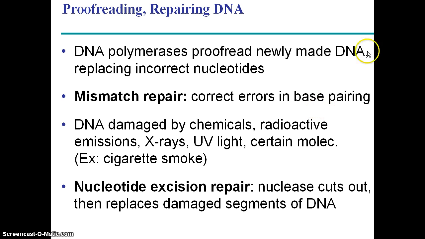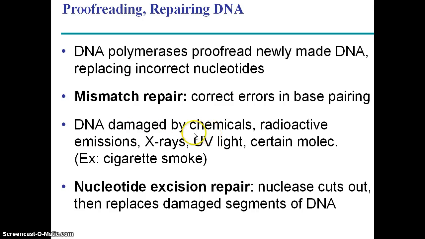Now, there are different types of repair that occur. Again, DNA polymerase acts as an actual proofreader. It can go and fix these bases through a process called mismatch repair. So it can actually take bases that are incorrect, excise them or cut them out, and then replace them with the appropriate base.